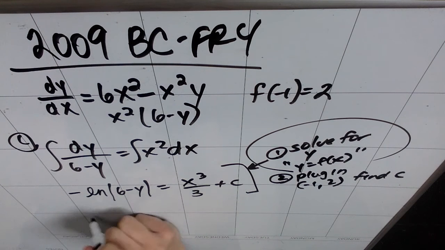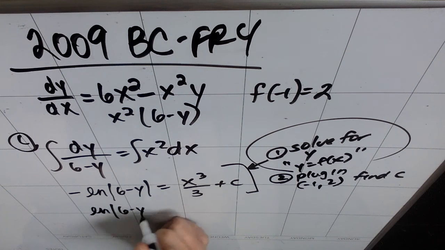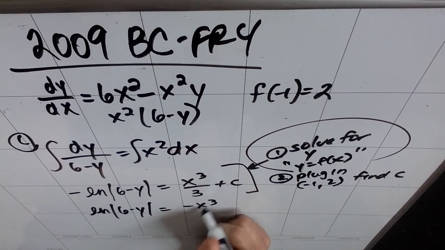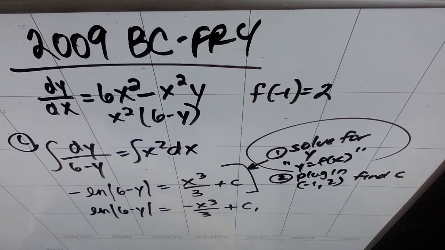So I'm going to get the natural log of this absolute value of 6 minus y equals negative x cubed over 3. And I'm going to leave it as a plus c. I'm going to call it c sub 1, because if you divide an arbitrary constant by a negative, it's just a different arbitrary constant. I'm then going to exponentiate both sides, right? So I'm going to get that these cancel.